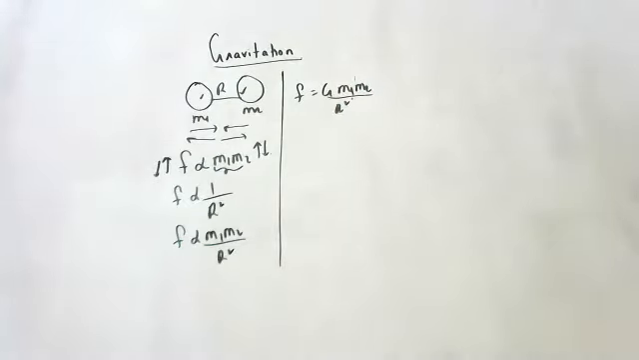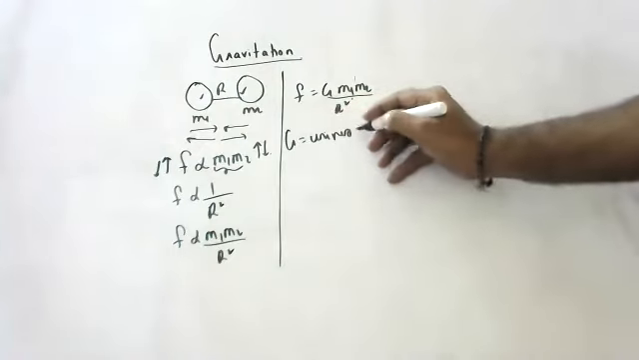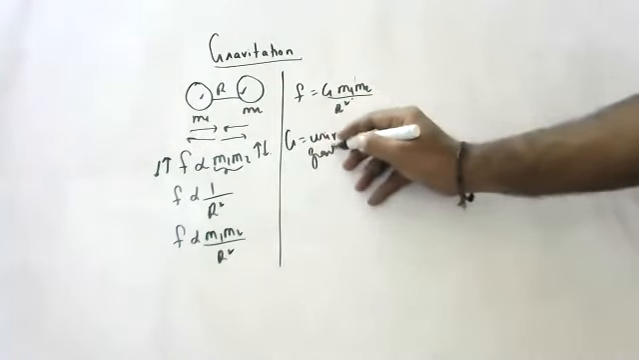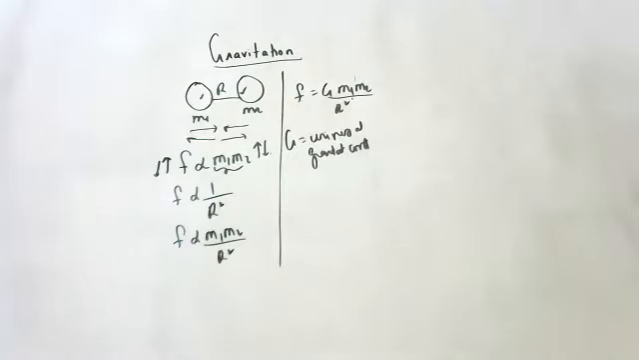What is this G called as? G is called the universal gravitational constant. Universal gravitational constant, children.